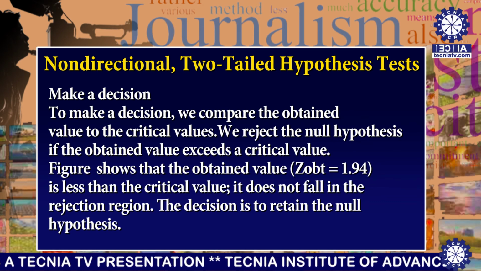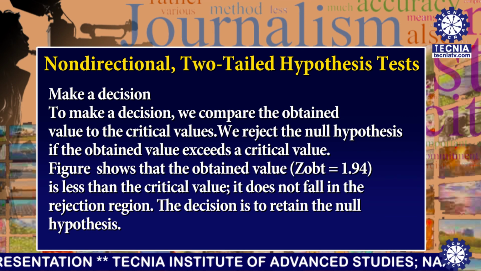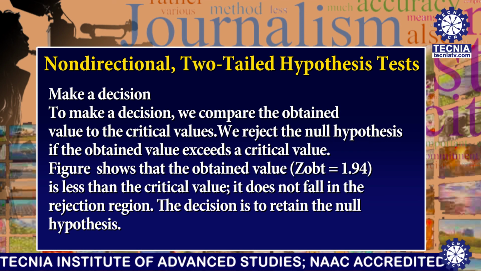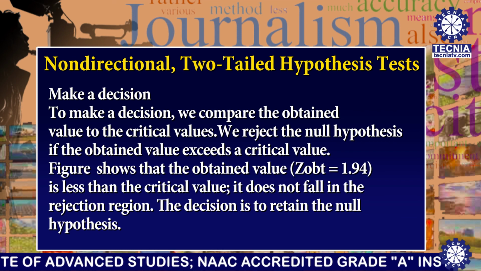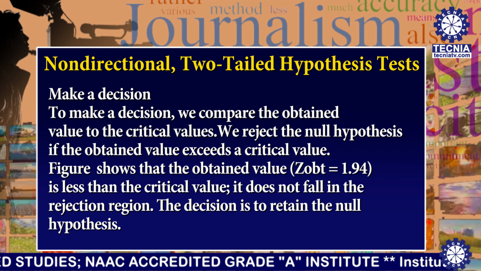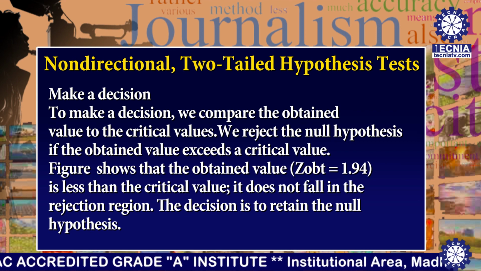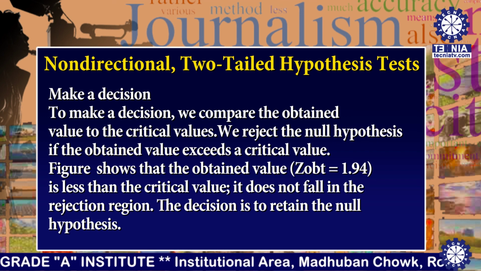Now, step 4 is to make a decision. To make a decision, we compare the obtained value to the critical values. We reject the null hypothesis if the obtained value exceeds a critical value. The figure shows that the obtained value, Z obtained equal to 1.94, is less than the critical value. It does not fall in the rejection region. The decision is to retain the null hypothesis.